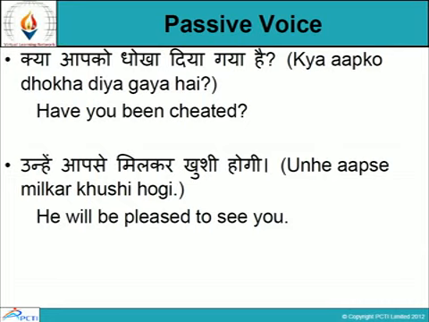Passive voice, in which the third form of the verb is used. Have you been cheated? क्या आपको धोखा दिया गया है? So have you been cheated? Cheated is धोखा. He will be pleased to see you. उन्हें आपसे मिलकर खुशी होगी. He will be pleased to see you. उन्हें आपसे मिलकर खुशी होगी.